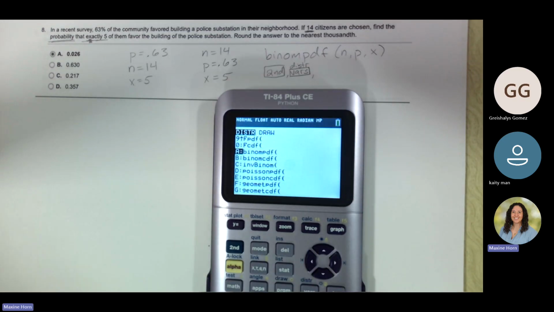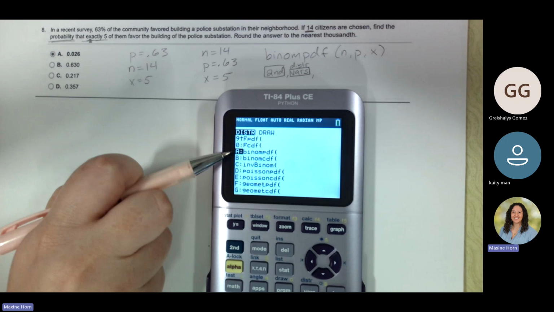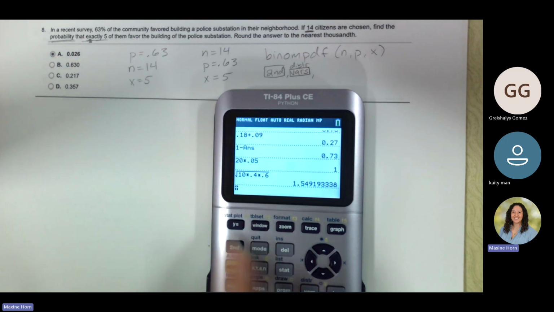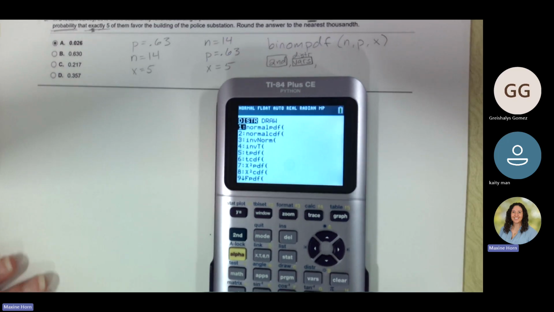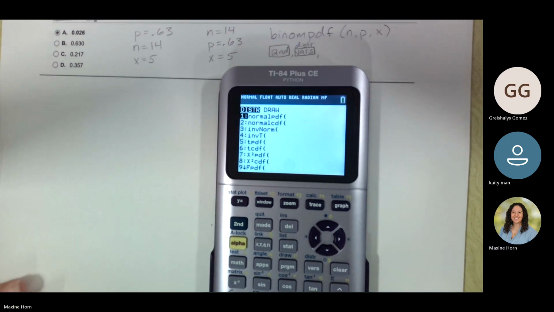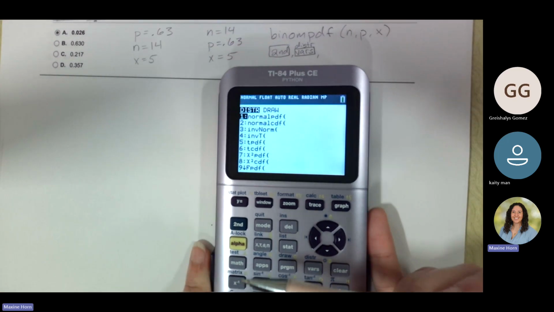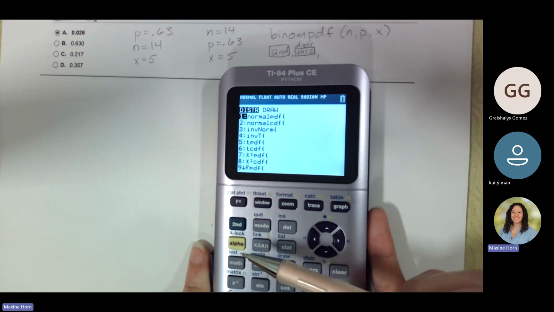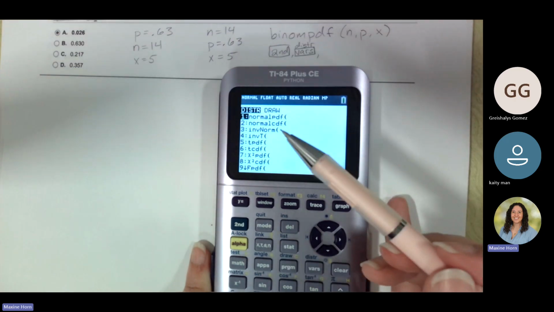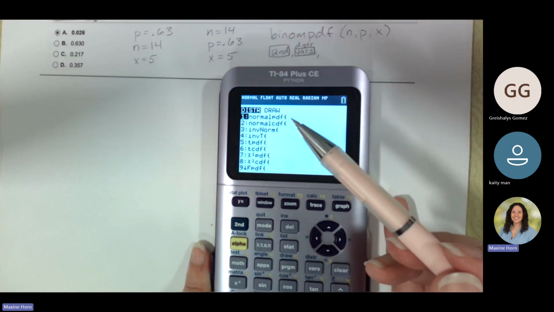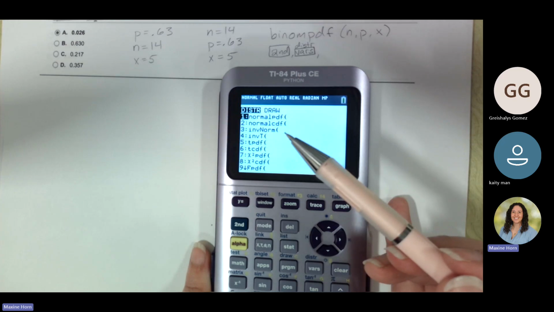Or if you've been doing problem after problem and you keep using the Binom PDF and you remember that it is alpha, that it is A, then when you're in second vars, you can just say, hey, just give me A. I don't know if you can see on my calculator, the light is kind of reflecting funny, but there's an A in yellow right above my math button. In the same way that if I wanted to do inverse norm, I could just press the number 3. I wouldn't have to arrow down and hit enter on 3.